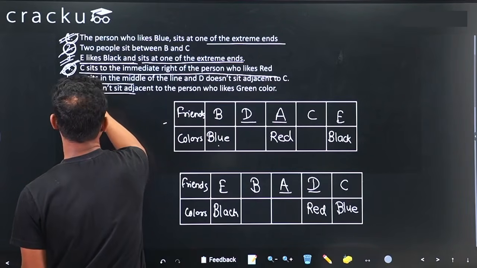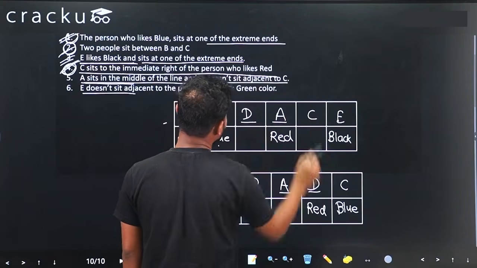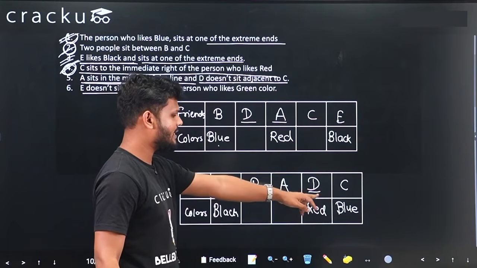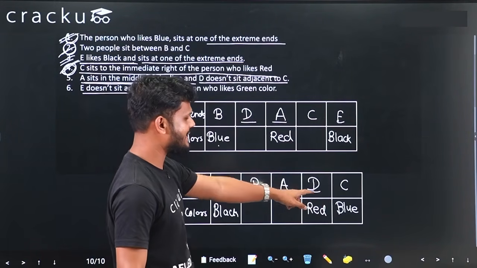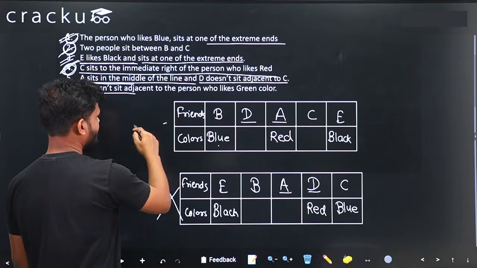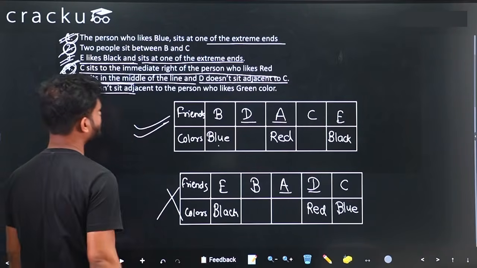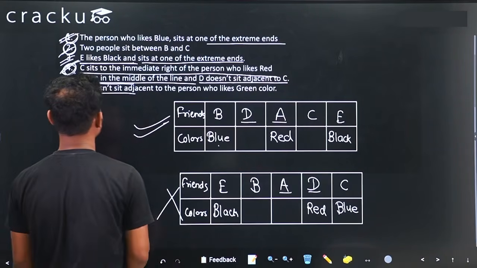So we have utilized this first sentence, and it is given that D doesn't sit adjacent to C. So in this case, D is sitting adjacent to C. So this case is not valid. It means only this first case is valid. So we have utilized the fifth clue and eliminated one of our cases.